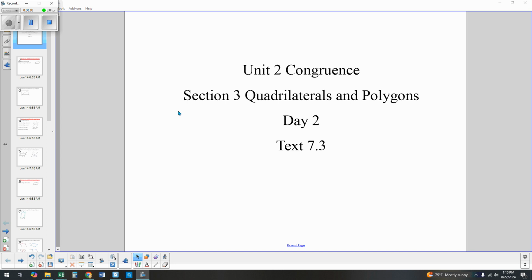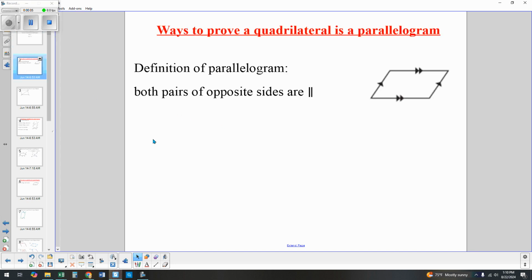This is lesson 7.3. So today we're going to talk about ways to prove that a quadrilateral is a parallelogram.